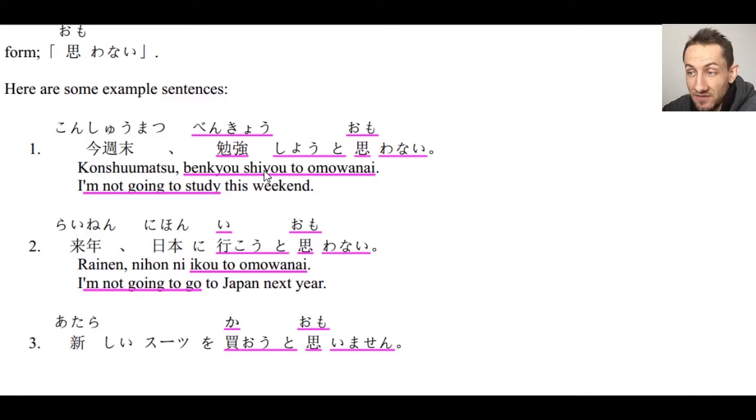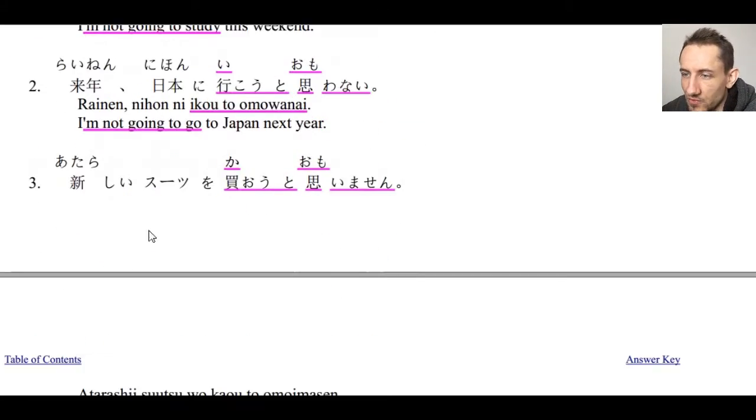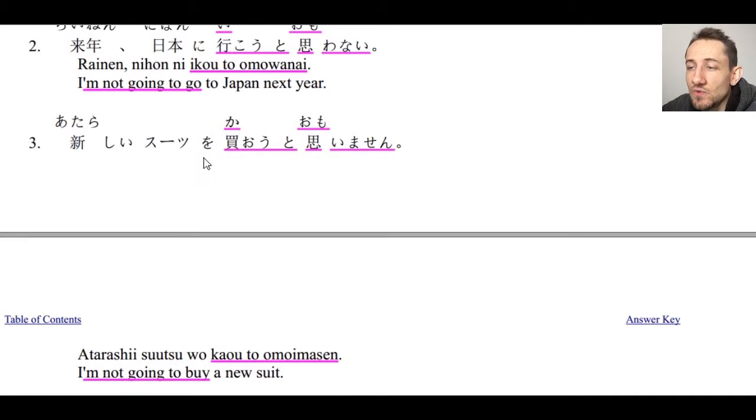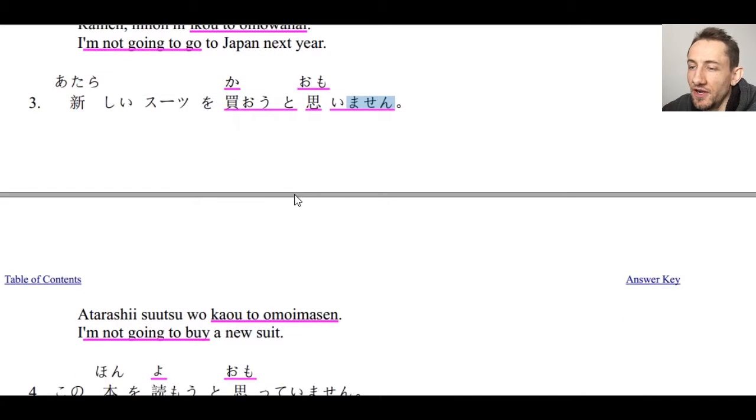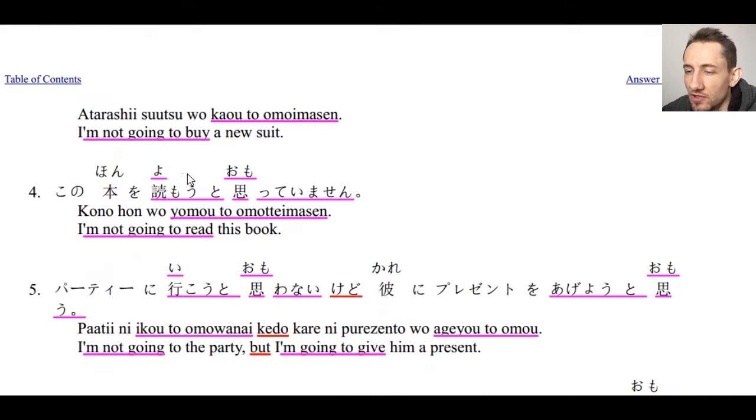I'm going to play video games. Number two, 来年日本に行こうと思わない. Maybe I'll go 再来年, the year after next year, or some other time. Number three, 新しいスーツを買おうと思いません. So here we have the masen, the negative form of omo, just a little more polite. So I'm not going to buy a new suit. I don't need one. I have a couple already.